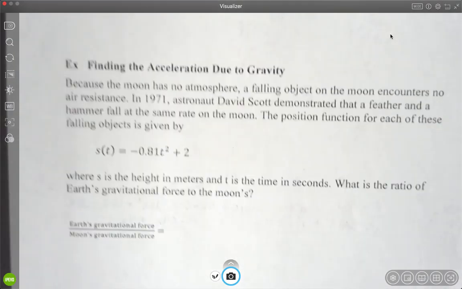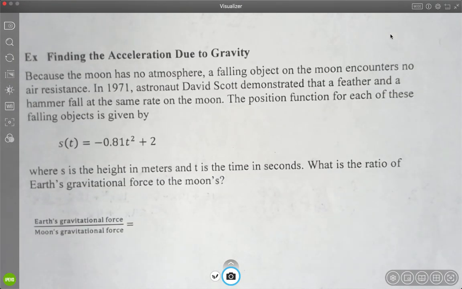One question. Woohoo! Finding the acceleration due to gravity. What? Who was that? What was that? No, there was no one up there. I think it was A. Right?